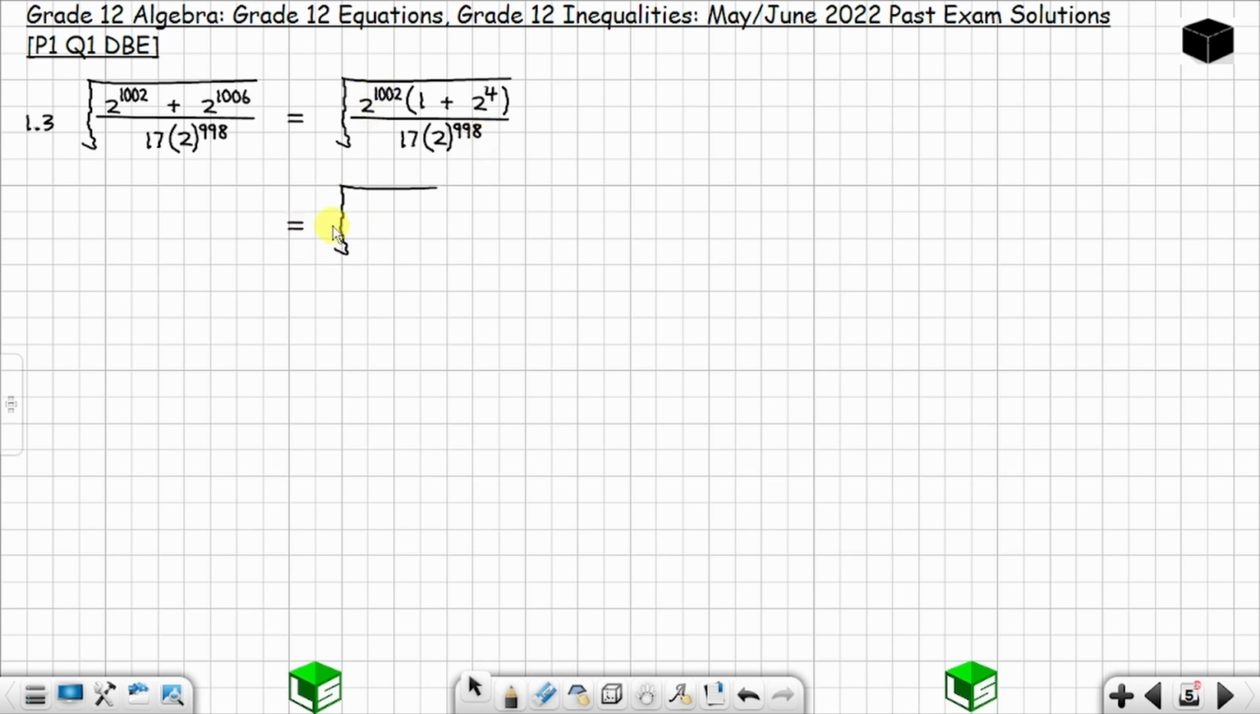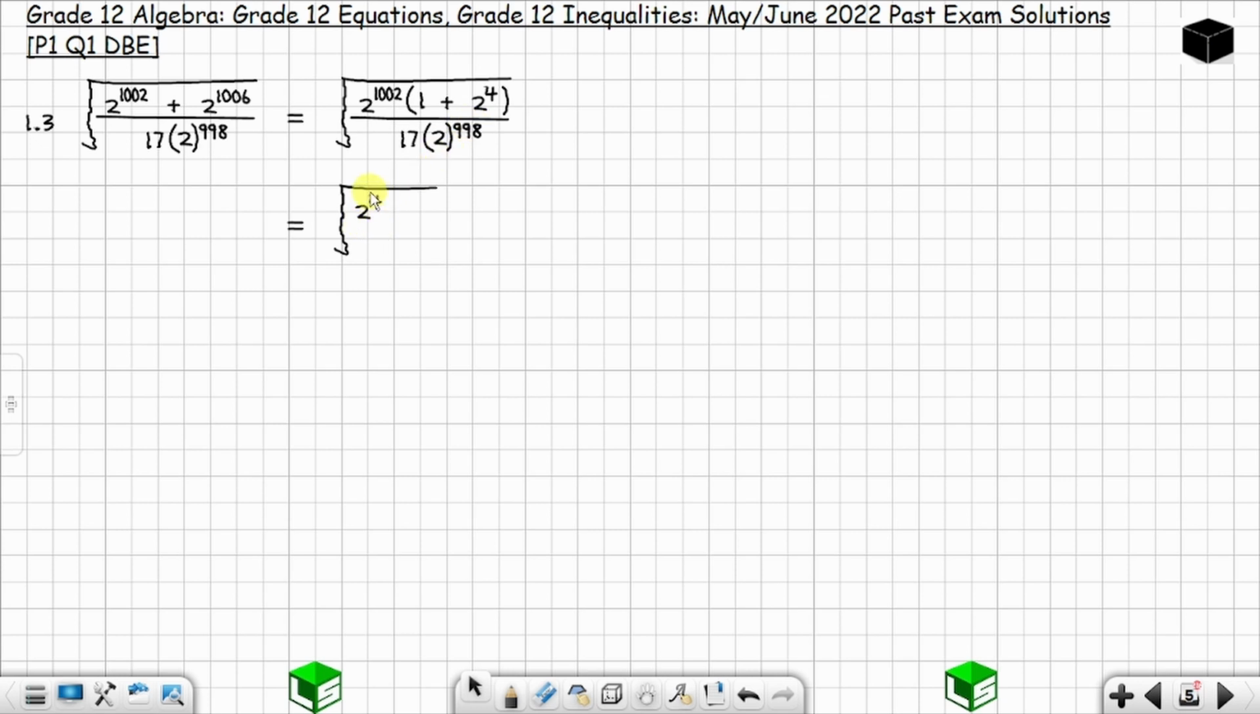This is square root of, can you see you have 2 to the power of 1002 and you have 2 to the power of 998. When the bases are the same and this is division, according to the law of exponent, this will be 2 to the power of this exponent minus this exponent. This is according to the law of exponent, right? This exponent minus this exponent, because the bases are the same and this is division. So this minus this is equal to 4.